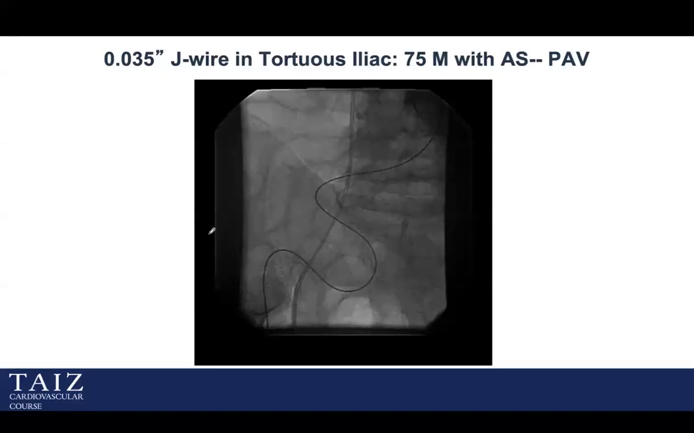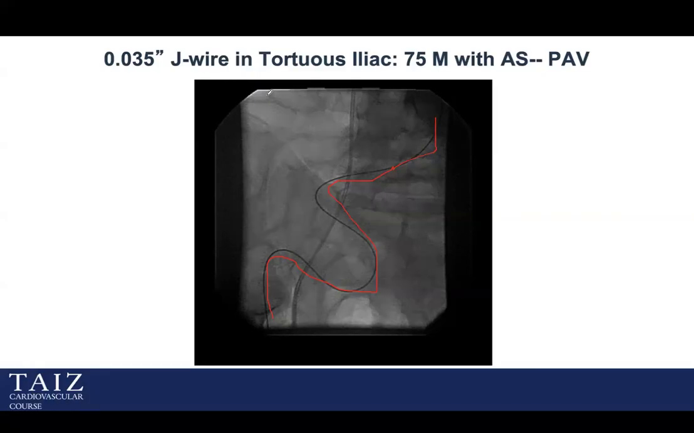And this was just amazing tortuosity. This is the whole femoral and iliacs, and then going up to the aorta. And we see this quite often here, especially with advanced age in the 80s and 90s. And so it's a lot of curves in the iliacs.